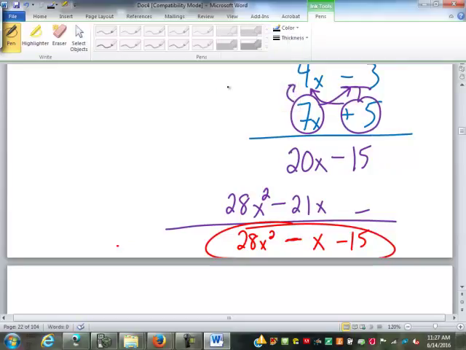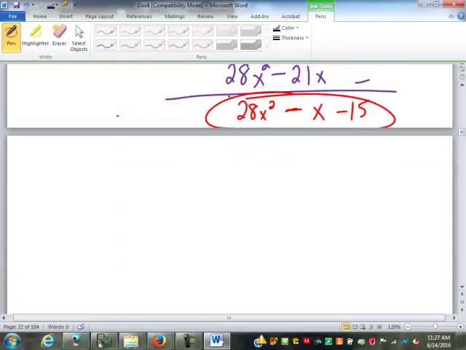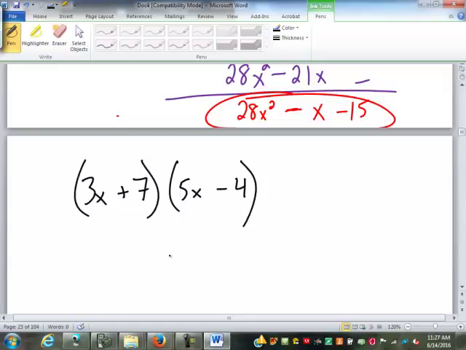Questions? You guys ready to try one? Maybe not. Let's try it, and if we have to, we'll go over it and do another one. 3x plus 7 times 5x minus 4. Give that one a shot in your notes.